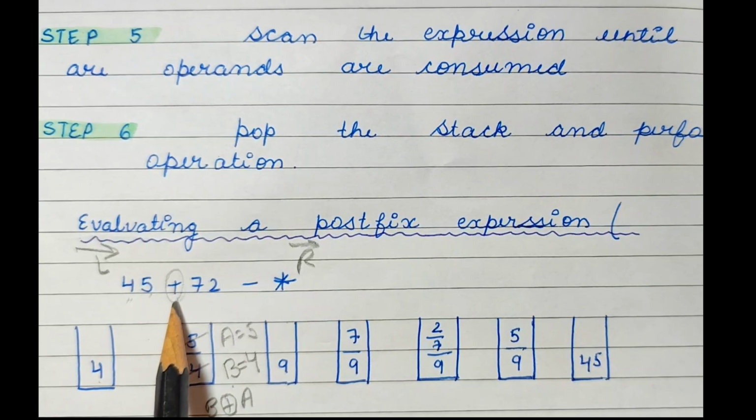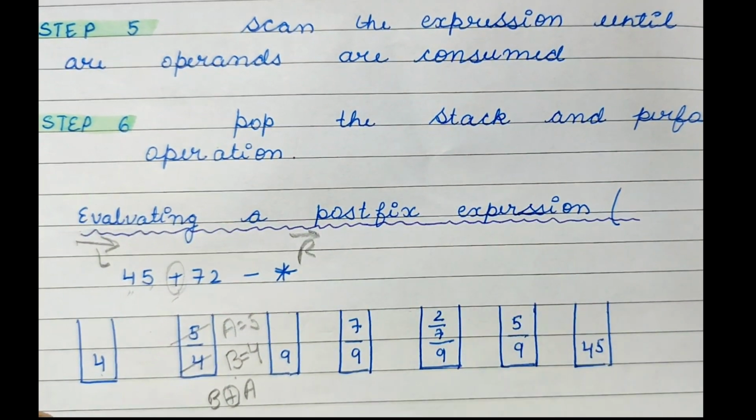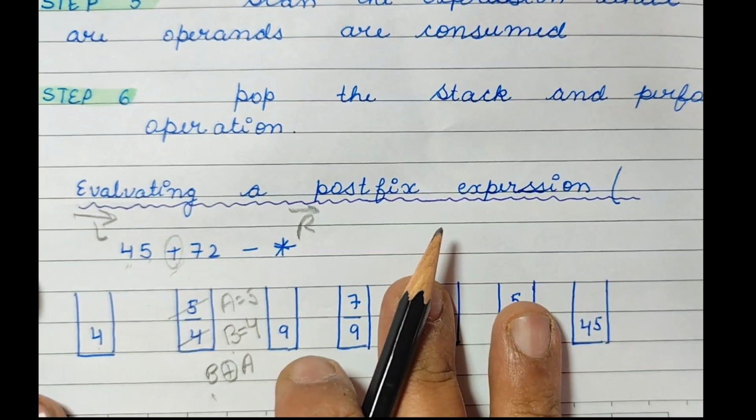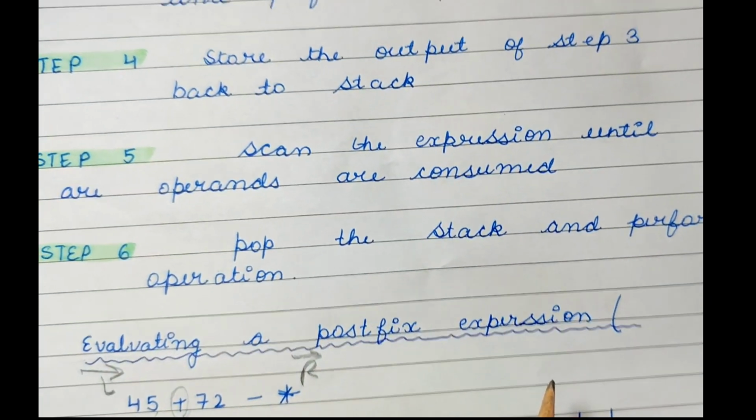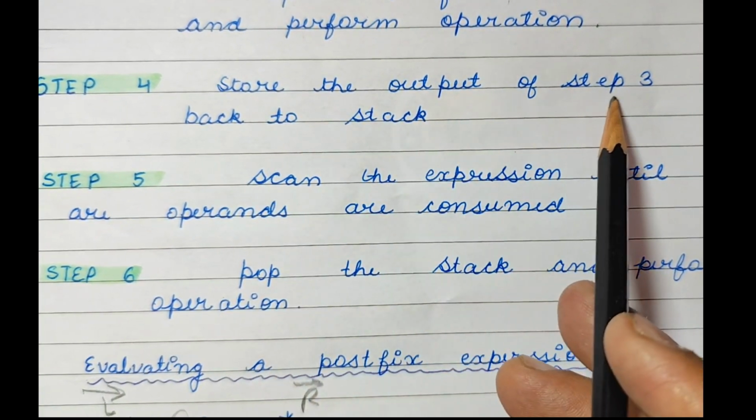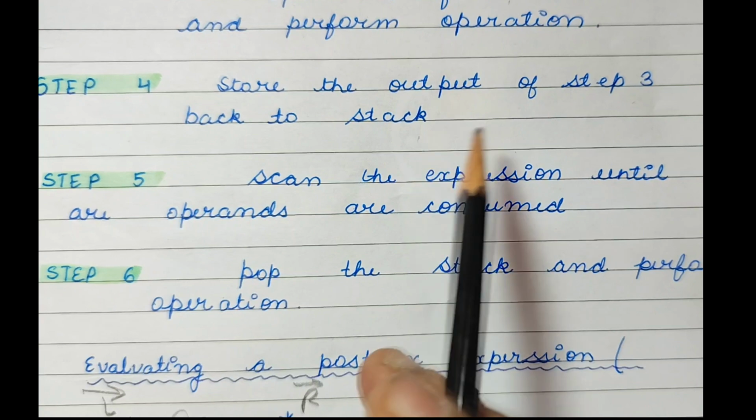Now which is the operator? The operator is plus. B has a value 4. Operator is plus. 4 plus 5 becomes 9. Now push 9 in the stack. That is step number 4: store the resultant value of step 3 back to the stack. That is rule number 4. Store the output of step 3 back to the stack.